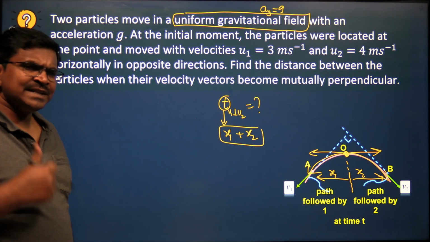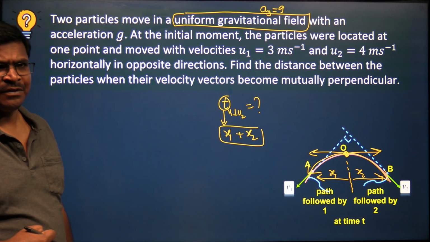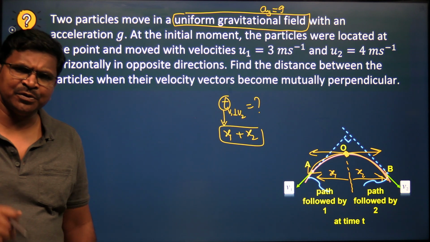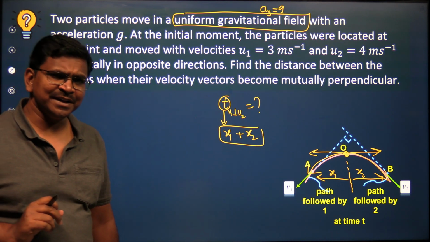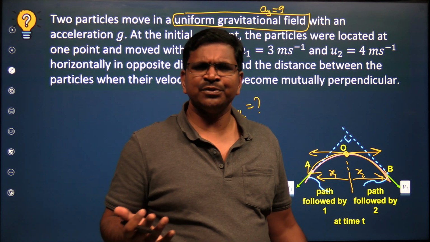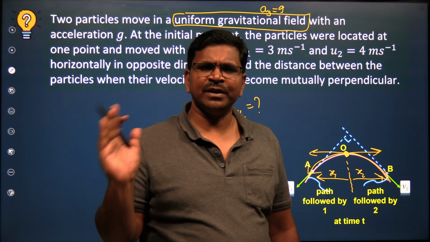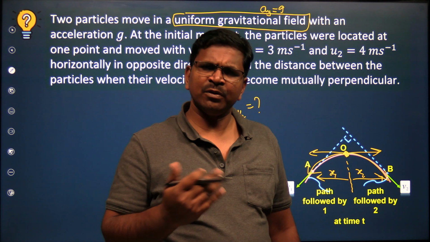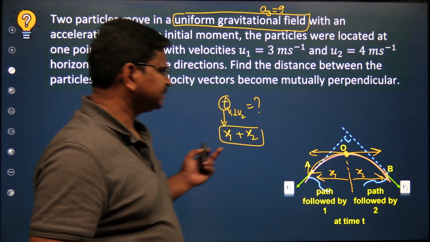And what is the condition for the vectors? When the two vectors are perpendicular to each other, the simple idea is that the dot product is 0. Just use that idea. You take V1, you take V2. Find out V1 and V2, let us say at the time t.